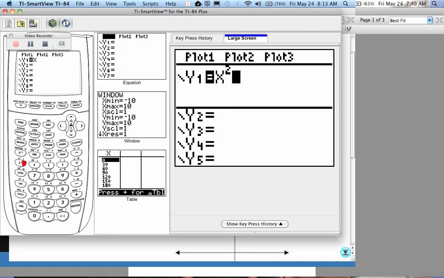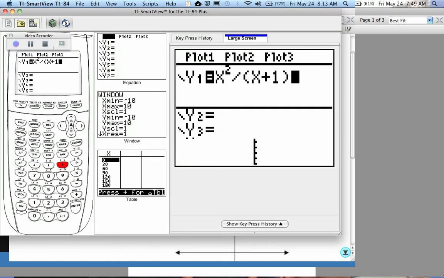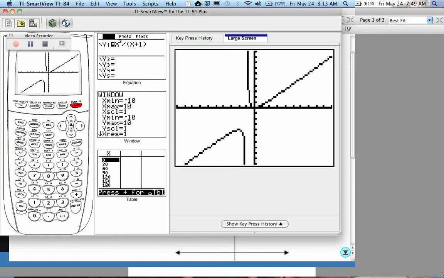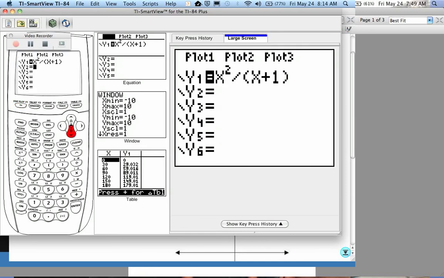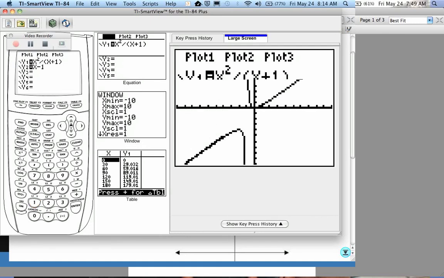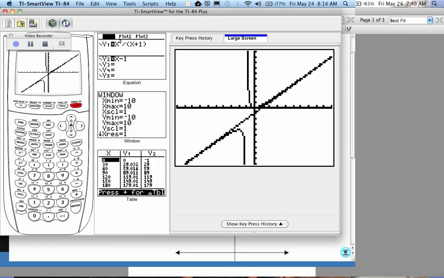X squared divided by, was it x plus 1? Yes. So when you graph it, you see these two things on there, and you might be able to visualize what's happening there. So to check that somebody in your group has done the correct slant asymptote polynomial long division, go back in there and just put that in, and we had x minus 1. Just to make sure it fits.